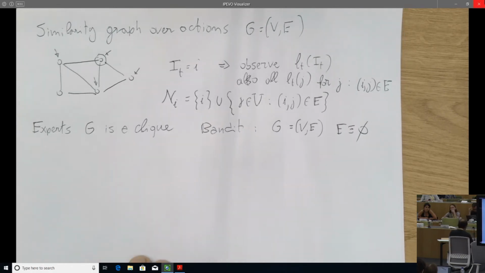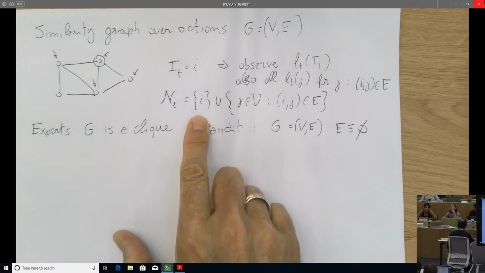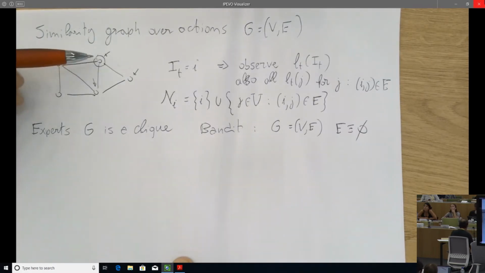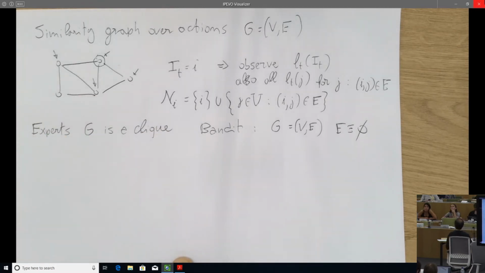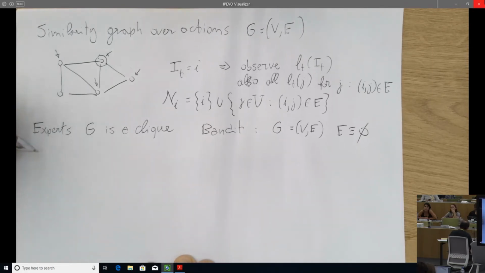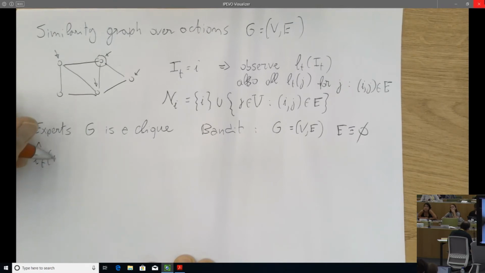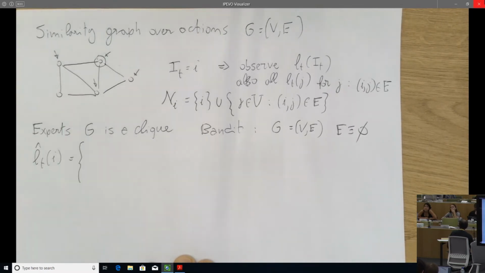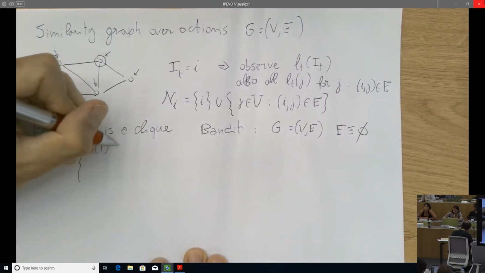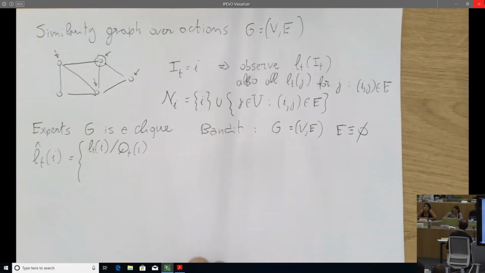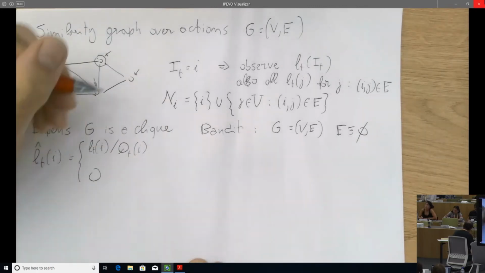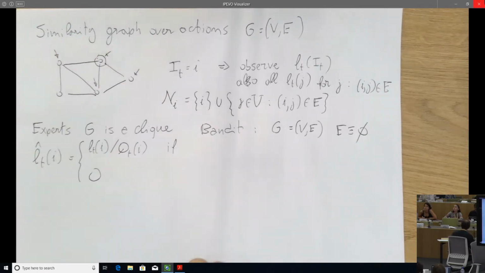So here you have this neighborhood, which is the action, the neighborhood of I contains I and all the actions that are connected, adjacent to I. Fine. So now I'm going to change my loss estimates. I'm still using loss estimates, but now I can do something different. Let's write it like this: LT sub I divided by Q T of I, which is a quantity that I'm going to define, and then 0. So this is when I observe the loss.